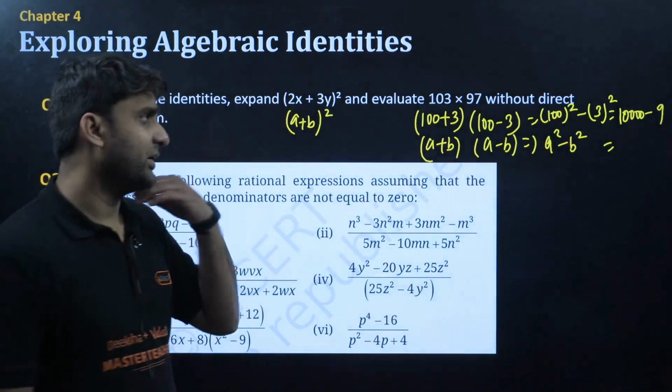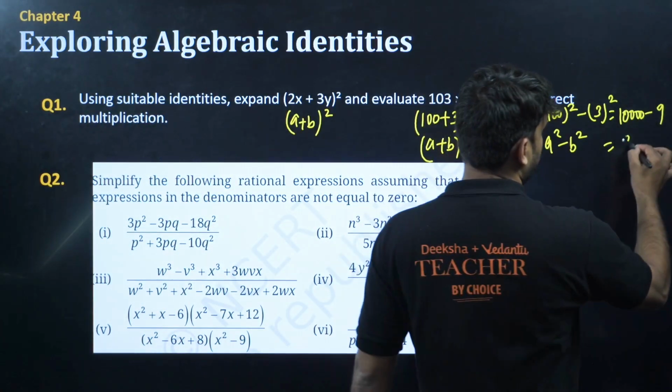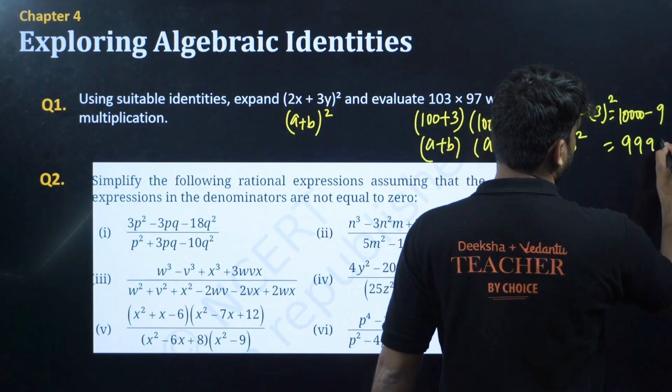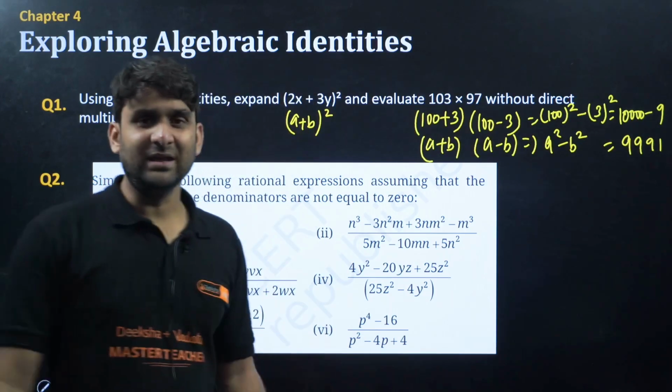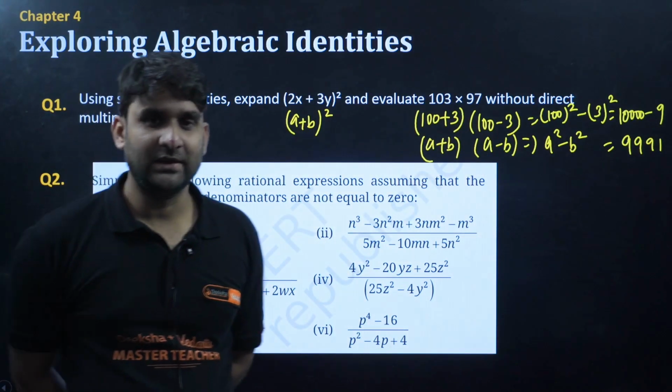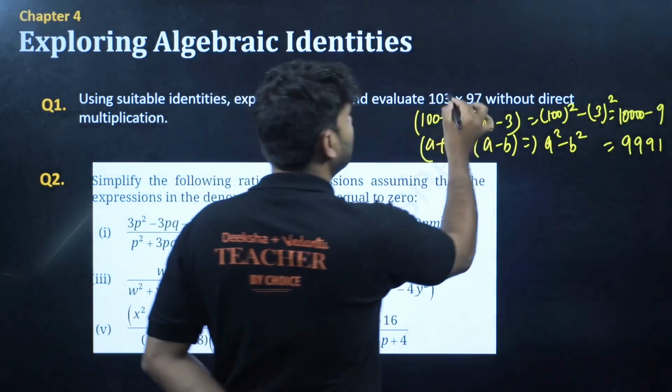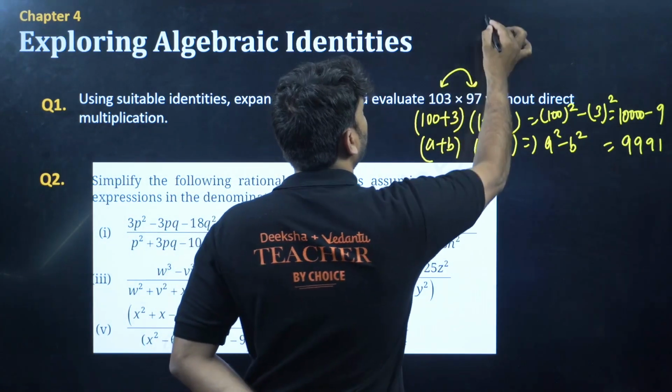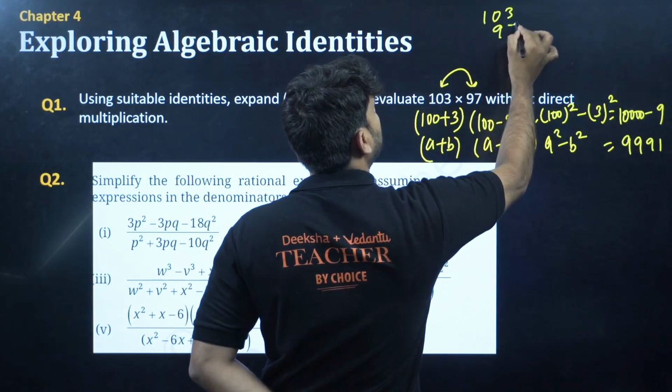Now you can subtract, 10,000 minus 9. What will be the number? So this will be 9,991. 9,991 will be the correct answer. Clear? You can check now, you can verify. Let's multiply both the numbers, 103 into 97. Let's multiply.